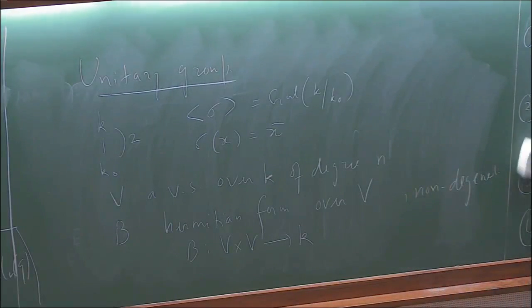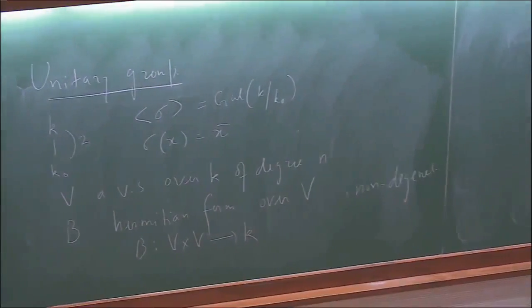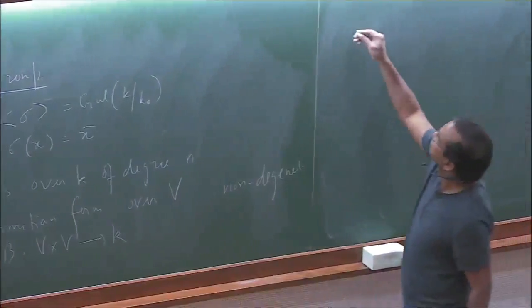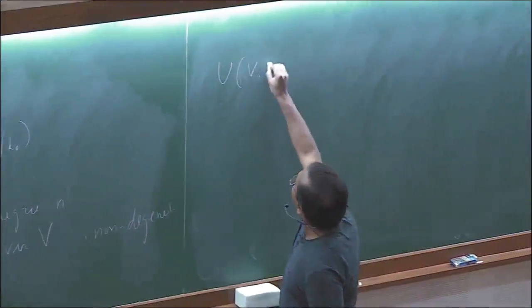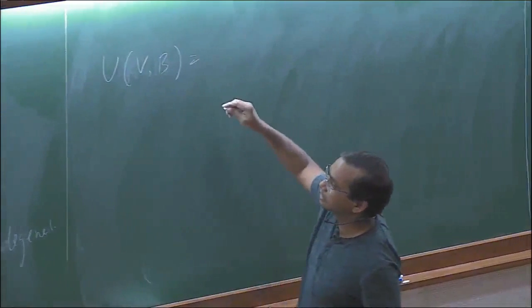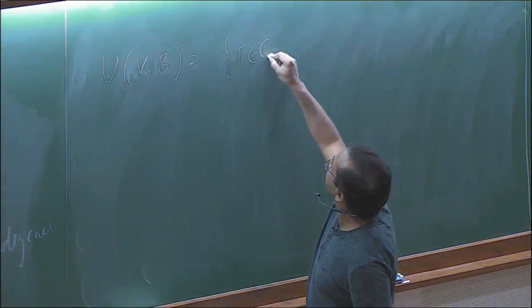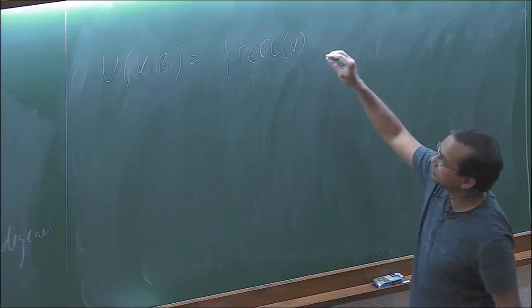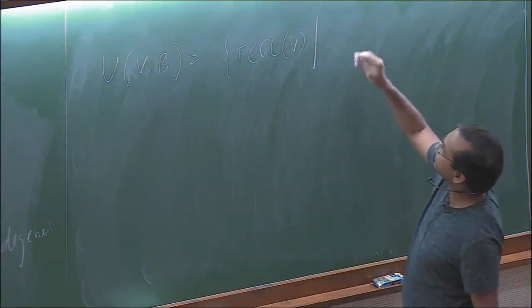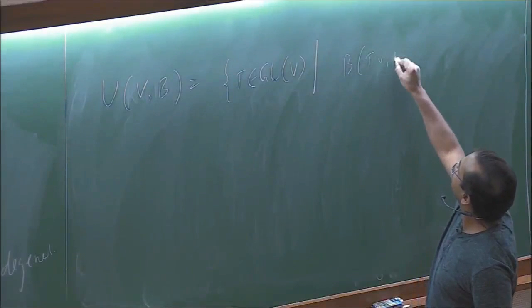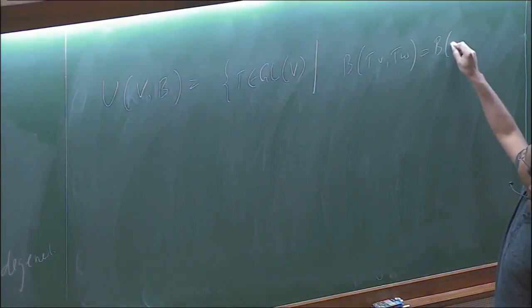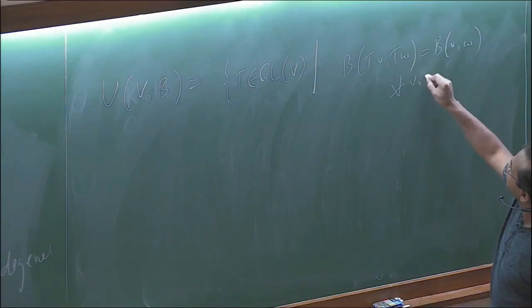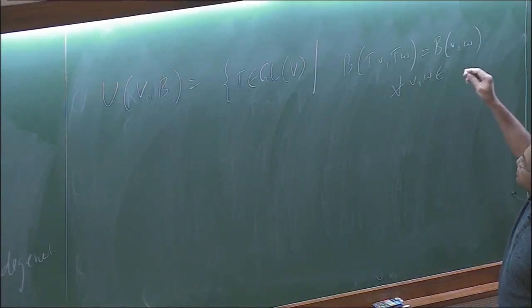Then the unitary group is nothing but the isometries of (V, B). So the unitary group is nothing but all linear transformations in GL(V) which preserve B, for all v, w in V.